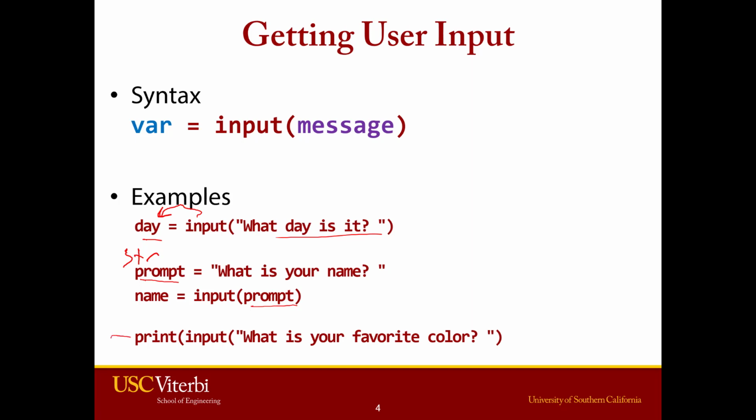Right, so here's my question. What is your favorite color? Just like this. Now this function is going to actually also return a value. So whatever value is returned from right here, from the input function, it's then going to be passed to the print function and get printed to the screen. So you wouldn't be storing it. It's just to give you another example.